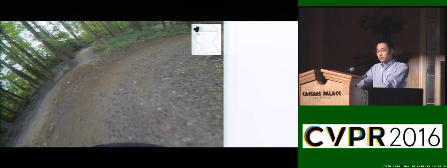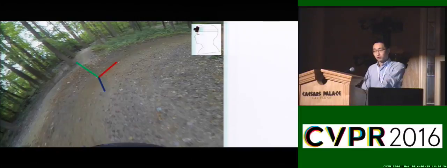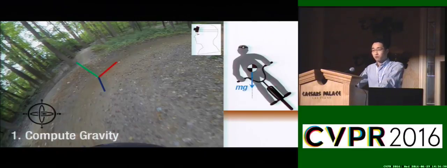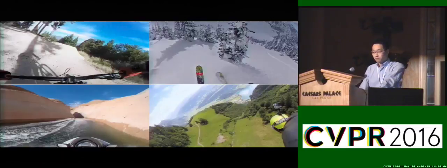Consider this first-person image. This image is quite interesting because it tells us about the body orientation of the camera wearer. This indicates a very important factor of the motion, which is gravitational force. Gravitational force is the main driving force that causes motion. Then how do we compute this gravity from the image?